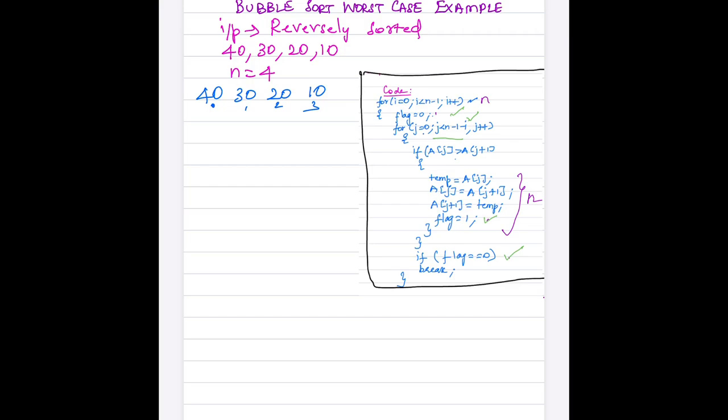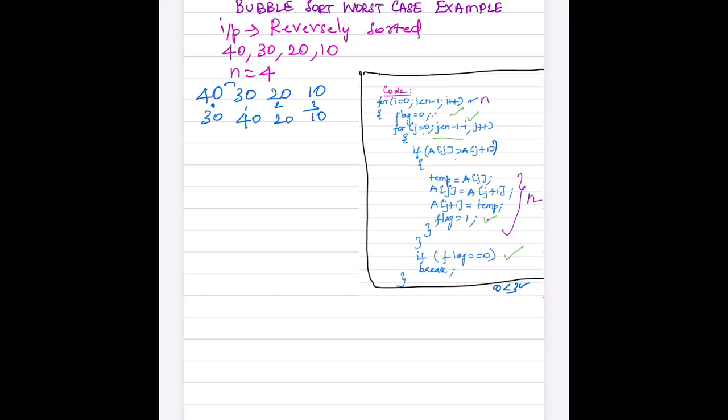What is n? 4. 4 minus 1, 3. 3 minus 0, it is 3. What is j? 0. 0 less than 3. I'm talking about the first iteration. Is 0 less than 3? Yes, true. If it is true, then it will come inside the for loop and it will check whether a of j is greater than a of j plus 1. Is 40 greater than 30? Yes, true. If this condition is true, swapping will happen. I'm comparing 40 and 30. It is true, then we have to perform swapping. So let us swap this: 30, 40, 20, 10.